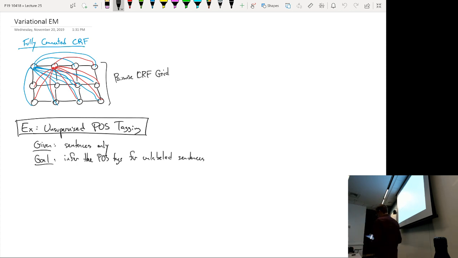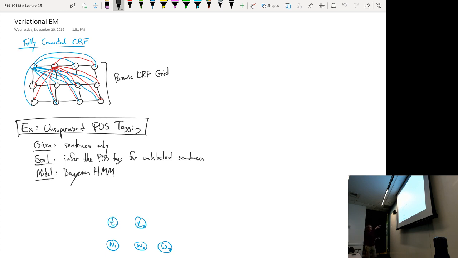And the model that we're going to work with here is actually going to be a Bayesian HMM, which we'll sketch out here in a second. And so the Bayesian HMM is going to consist of one part that's kind of familiar looking, which is like the HMM backbone. So we're going to have words like W1, W2, W3, and so on. And then we're going to have tag variables, which I'll call T1, T2, T3. And the HMM graphical model says that the word was generated conditioned on just the tag. And the tag at time step T was generated conditioned on the tag at time step T minus 1.